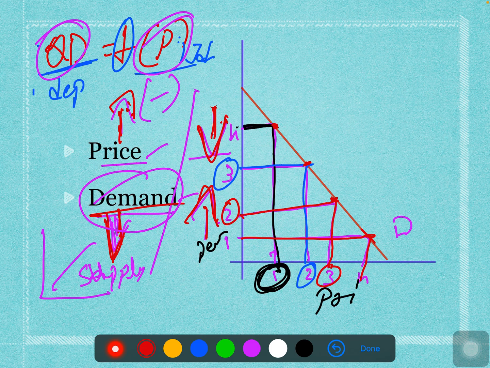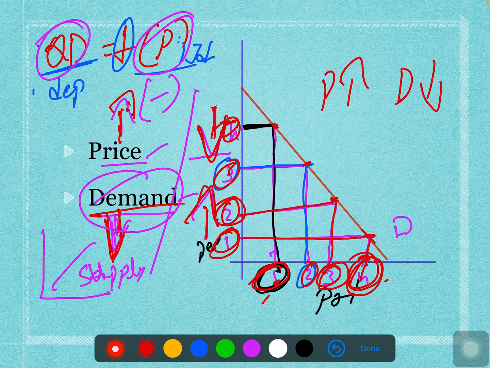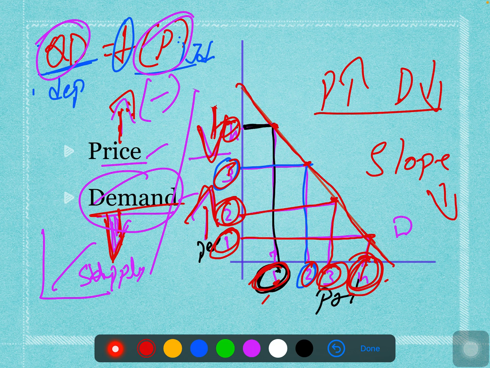Now you can see when price is 1 rupee, I am demanding 4. When price is 2 rupees, I am demanding only 3. When price is 3 rupees, I am demanding 2. When price is 4, the way price is increasing, I am demanding only 1. If the price is 1, I am demanding 4 units. On the other hand, when price is 4, I am demanding only 1. So whenever price increases, automatically demand will be less. That is the reason when both variables are moving in the opposite direction, we get a downward sloping curve. The slope of the curve is downward, negative, inverse.